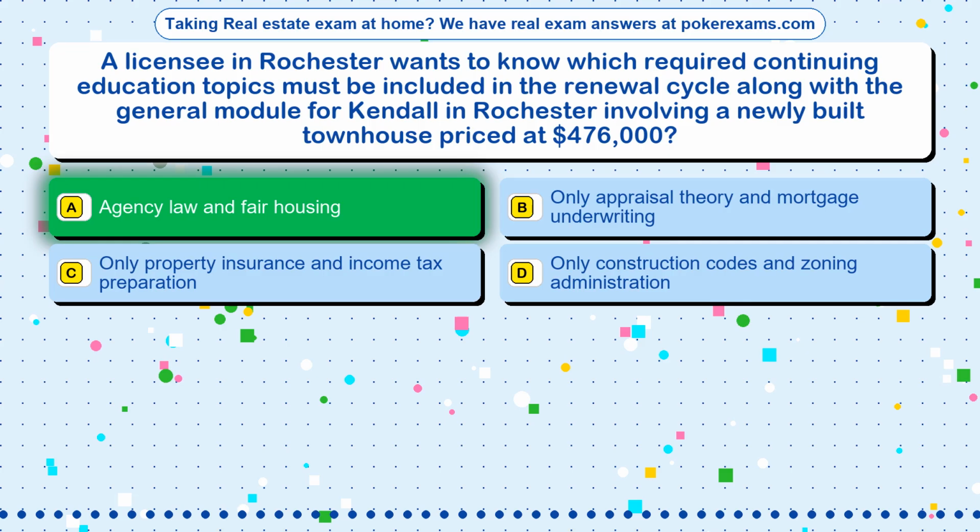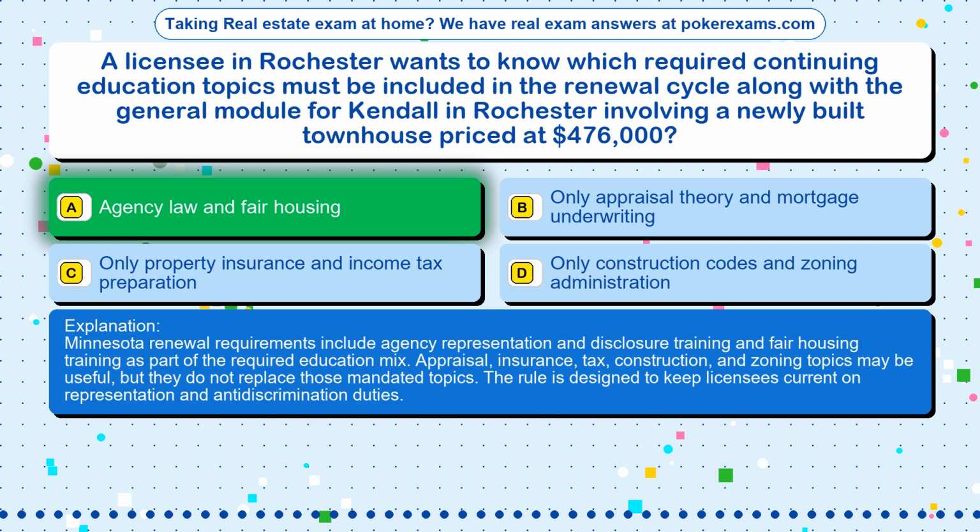The correct answer is option A. Agency law and fair housing. Minnesota renewal requirements include agency representation and disclosure training and fair housing training as part of the required education mix. Appraisal, insurance, tax, construction, and zoning topics may be useful, but they do not replace those mandated topics. The rule is designed to keep licensees current on representation and anti-discrimination duties.